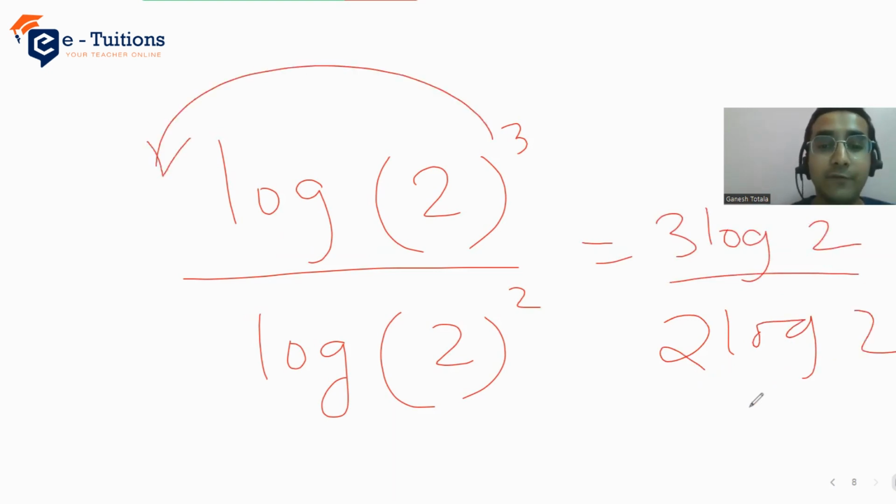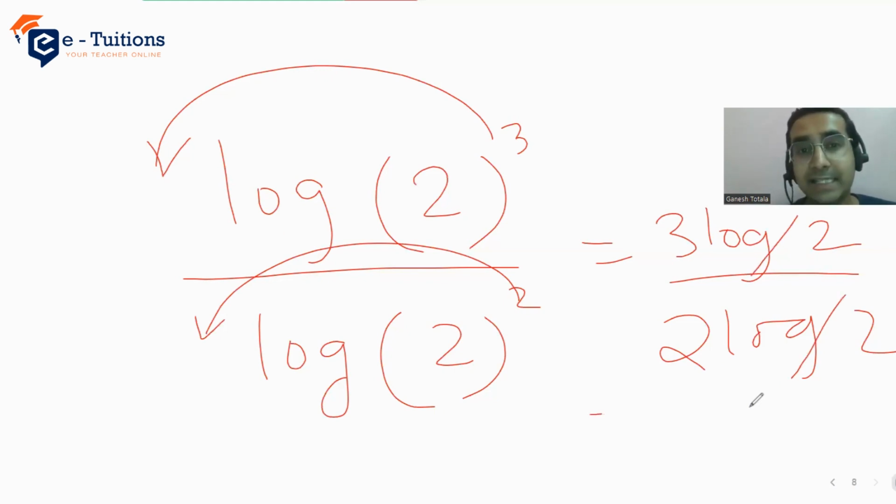Just shift this 3 before, just shift this 2 before by power law. Now this log 2 and log 2 are same. They will cancel out each other and hence we get the answer as 3 by 2. Okay. So I think this question is understood. It's very simple. Now, moving on to the next question.